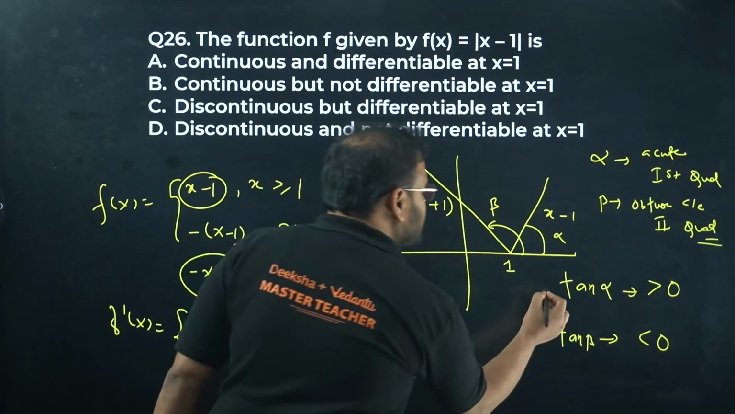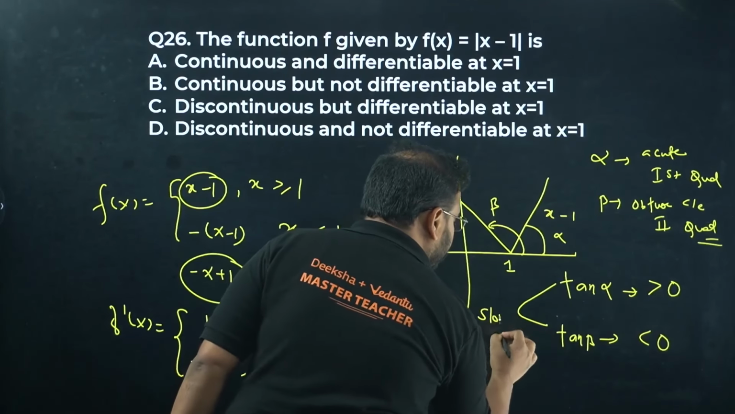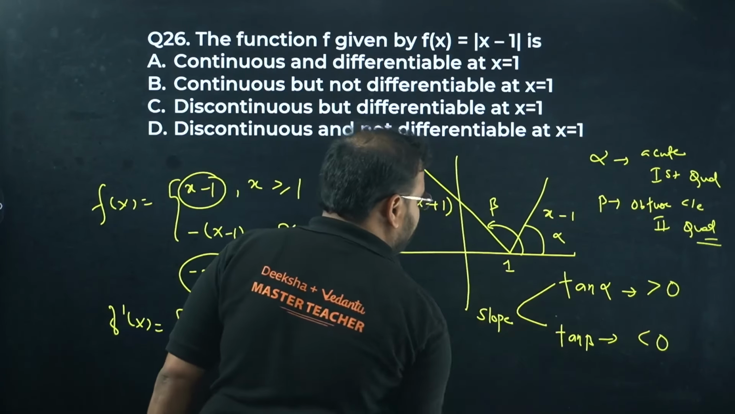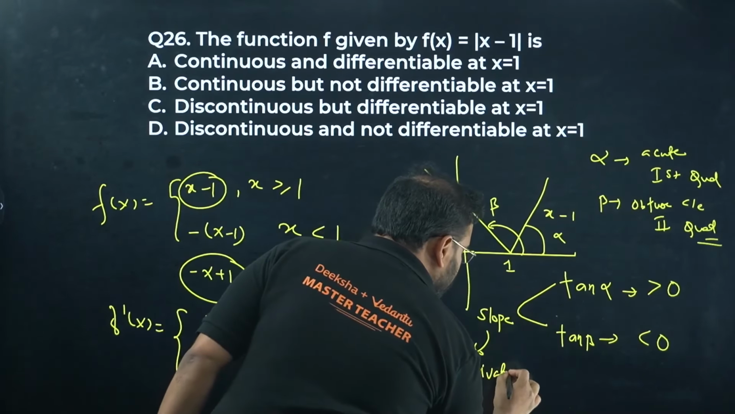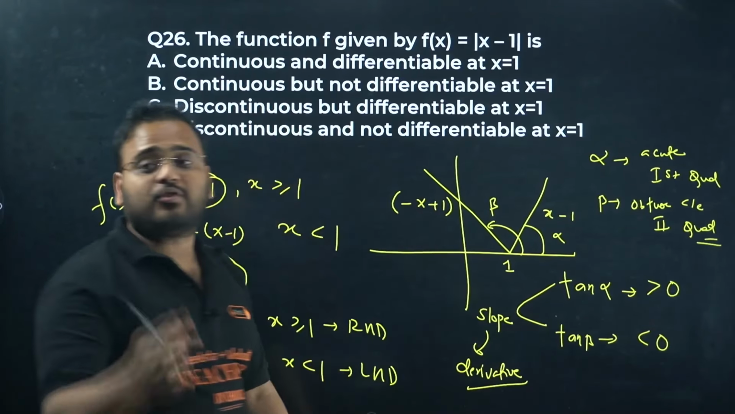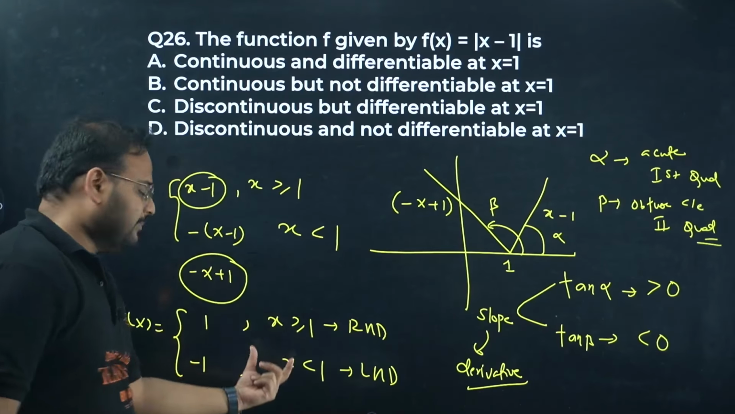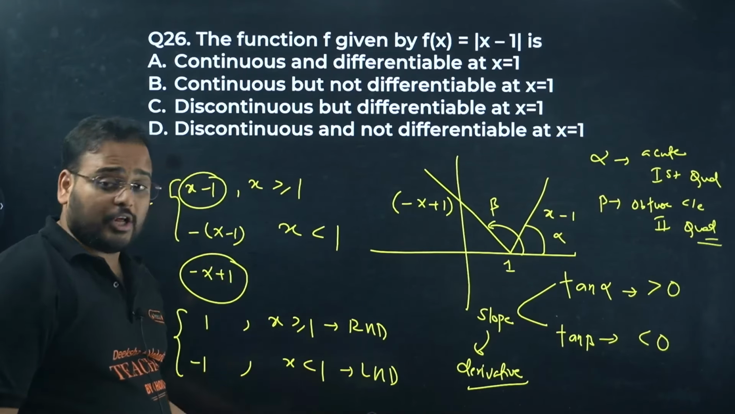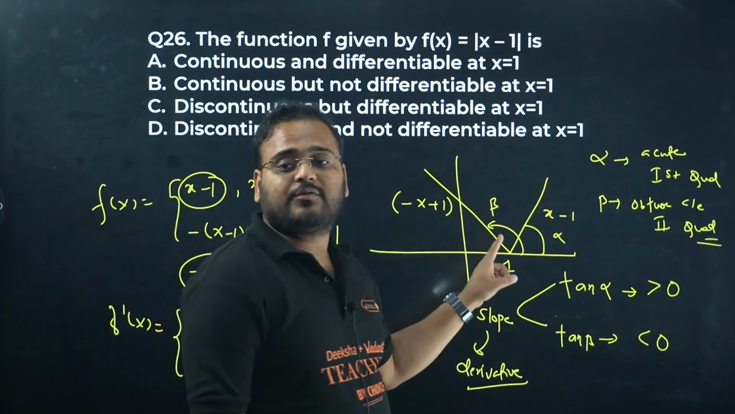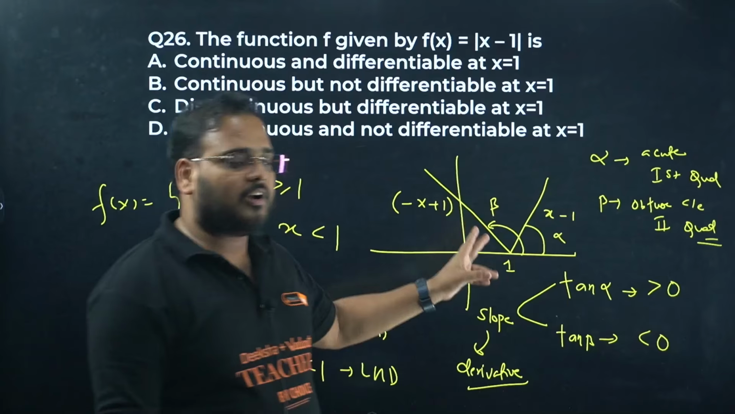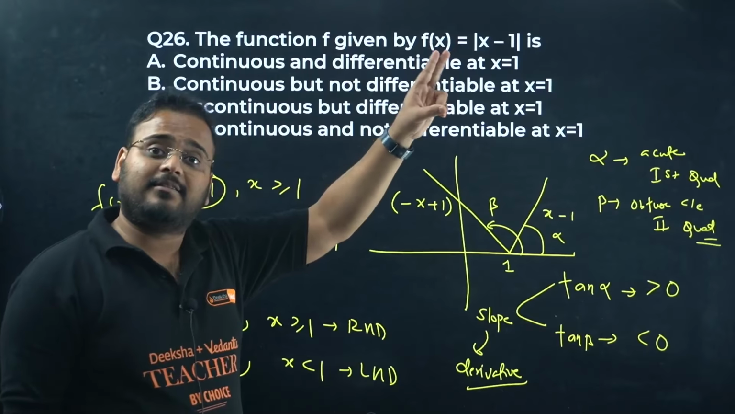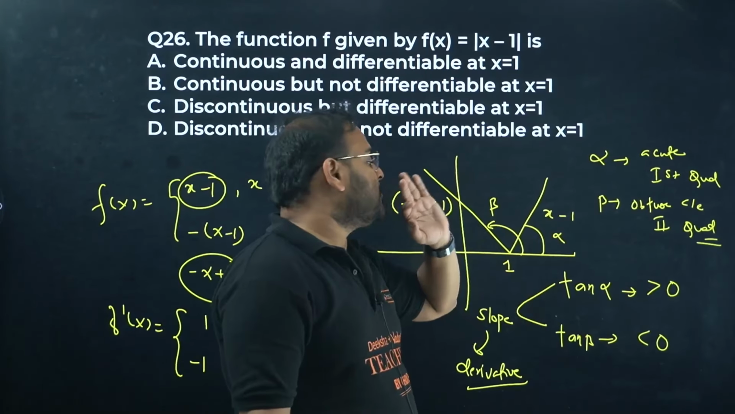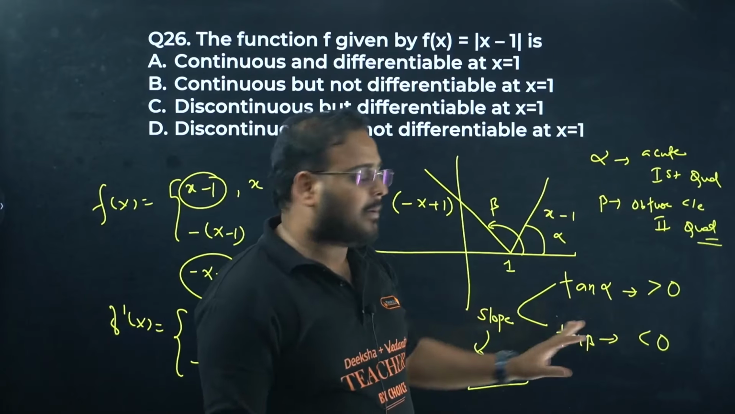This means that the slope is positive and negative. Slope means what? Derivative. So I've given you three understandings. One, the algebraic approach, where LHD and RHD are not equal. Two, the graphical approach: if you have corners, it is simply non-differentiable. And in this case, I have shown you the approach of the derivative, where you find tan alpha, which is the slope, and slope is nothing but derivative.